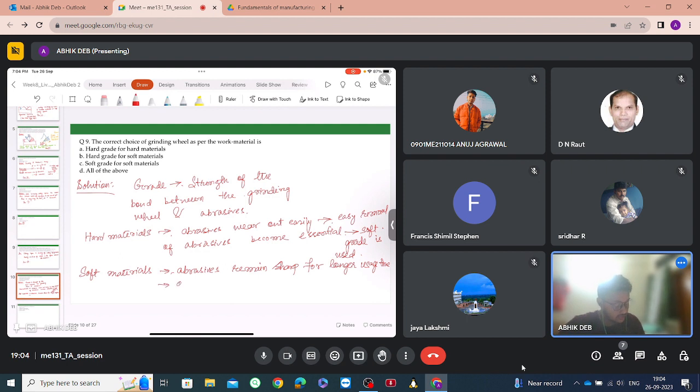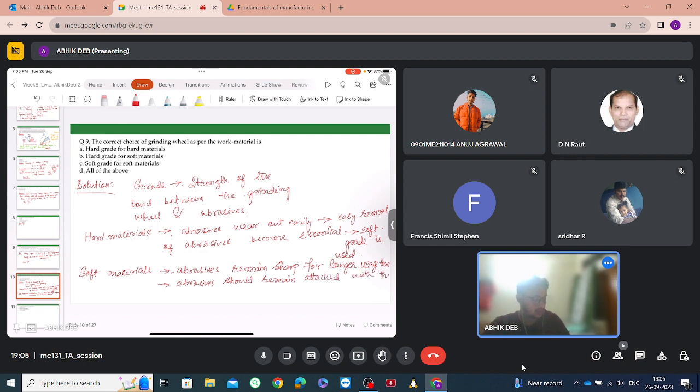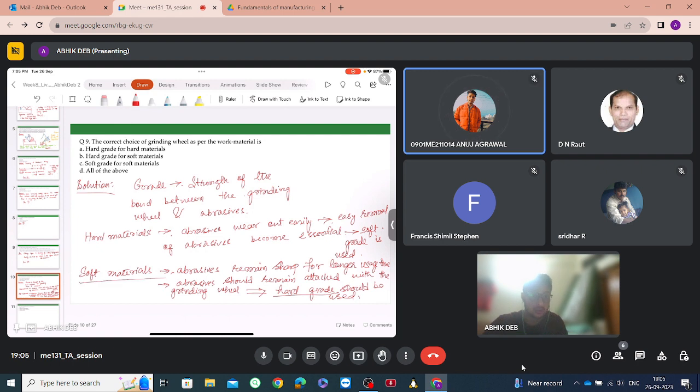So abrasives should remain attached with the grinding wheel. This implies hard grade should be used. So is it clear to you now why hard grade should be used for soft materials? Yes, sir. To everybody, is it clear?